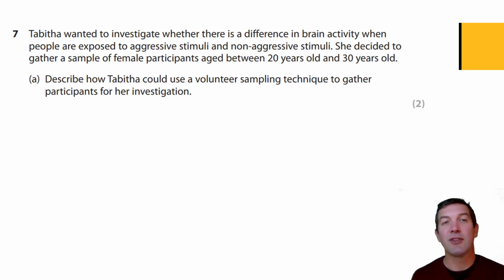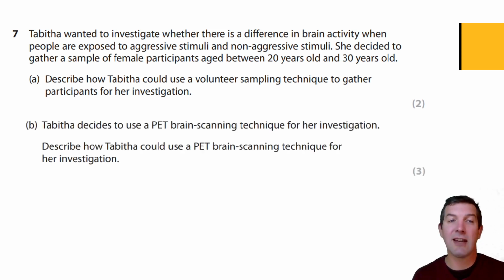Tabitha wanted to investigate whether there is a difference in brain activity when people are exposed to aggressive stimuli and non-aggressive stimuli. She decided to gather a sample of female participants aged between 20 and 30 years old. The first part of the question is a 2-marker: describe how she could use a volunteer sampling technique. Then there's a 3-marker: describe how she could use a PET brain scanning technique for her investigation.